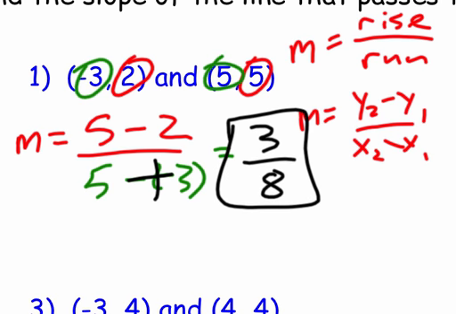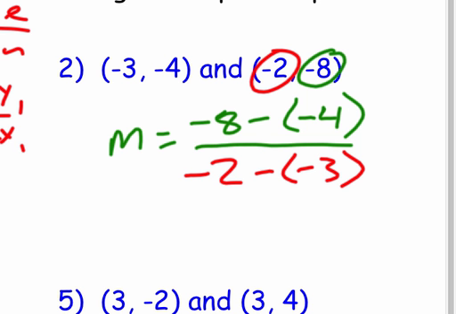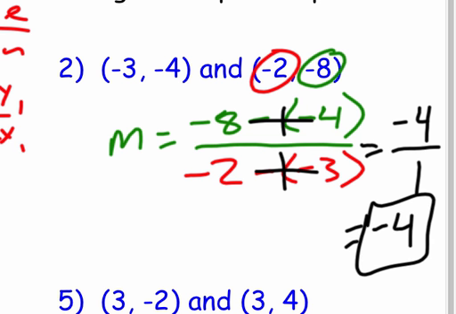Looking at number 2. Same thing. Subtract my y's on top. So negative 8 minus negative 4. And subtract my x's on bottom. And since I started with negative 8 to subtract on top, I got to start with negative 2 to subtract on bottom. You got to start with the same point. So negative 2 minus negative 3. Well, minus a negative is really adding a positive. So negative 8 plus 4 is negative 4. And negative 2 plus 3 is positive 1, which simplifies into negative 4. Slope of negative 4.